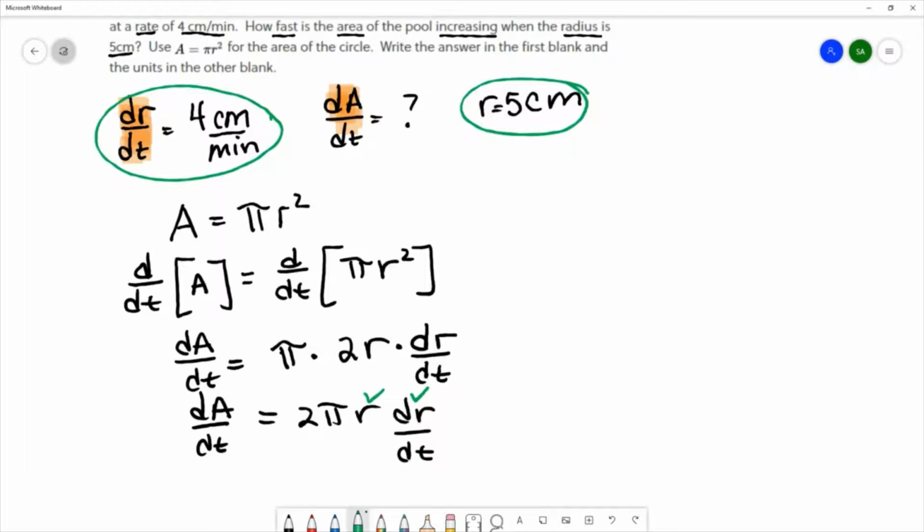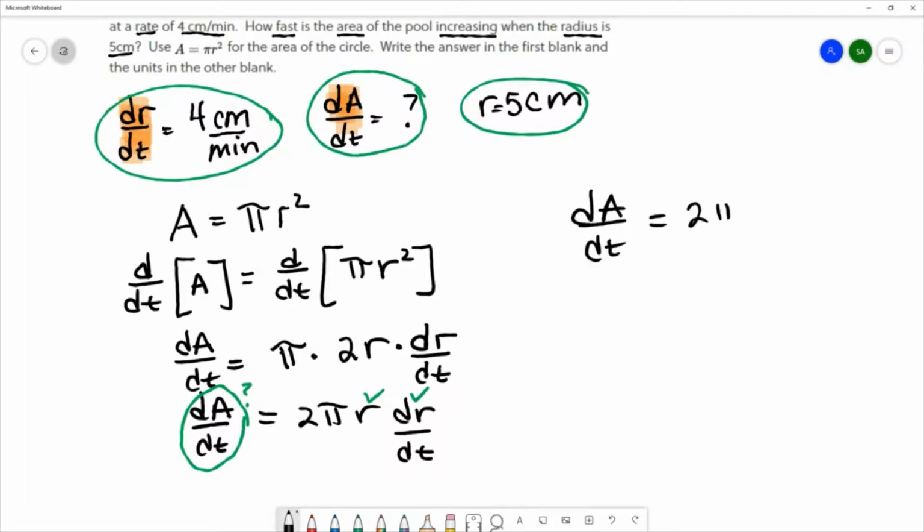And my goal was to find dA/dt, the rate that the area is changing. I don't know that. But since I know all of the other variables, I'm going to be able to substitute in for those and solve for the one that I'm missing. So I have dA/dt equals 2 pi times the radius times the rate that the radius is changing.